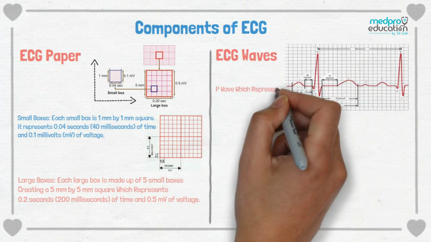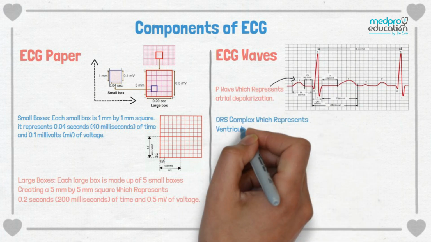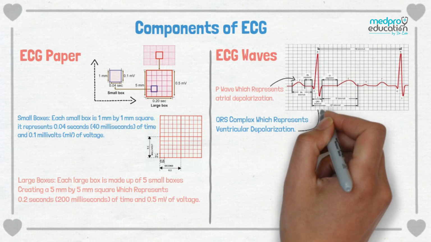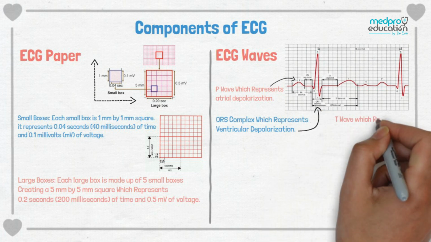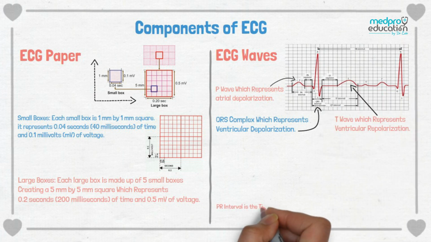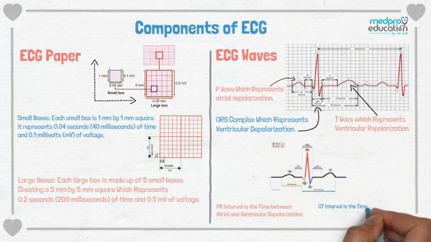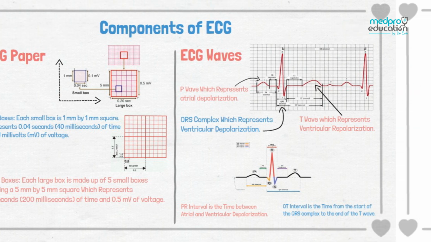P wave, which represents atrial depolarization. QRS complex, which represents ventricular depolarization. T wave, which represents ventricular repolarization. PR interval is the time between atrial and ventricular depolarization. QT interval is the time from the start of the QRS complex to the end of the T wave.